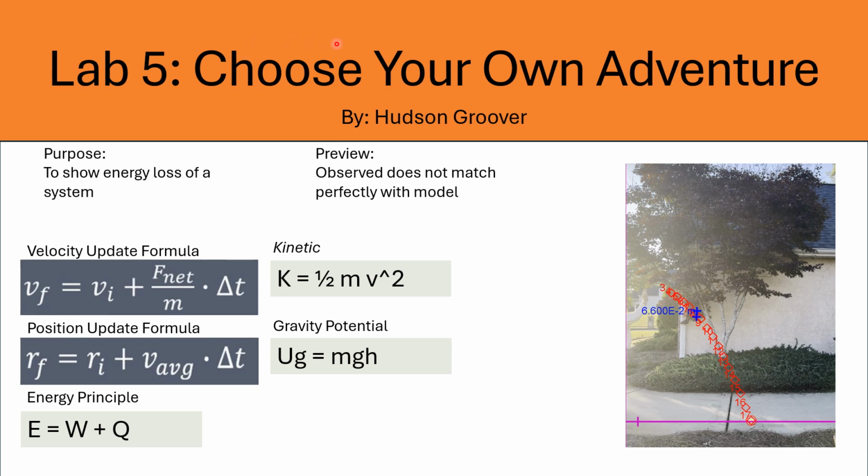For this lab, I threw a ball and tracked its X and Y position to see its change in energy as it bounced. The purpose of this lab was to show the energy loss of the system, the tennis ball, and a preview is that the observed does not match perfectly with the model. I had to use the velocity update formula to calculate the initial and final speed, and the position update formula for my code. Then I'll be using the energy principle to calculate the loss of energy and the kinetic and gravitational potential to see that.